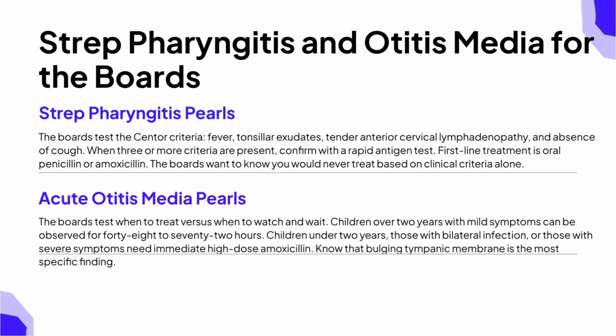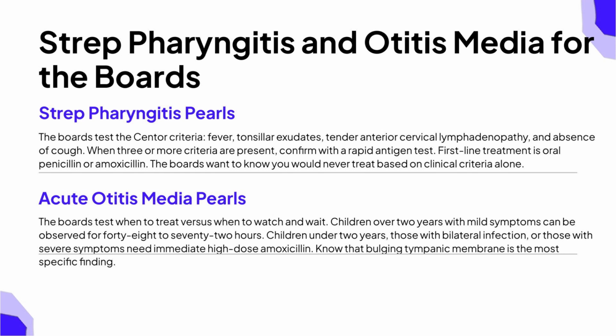Now let us cover 2 more high-yield conditions for the boards. For strep pharyngitis, the boards love to test the Centor criteria. Those are fever, tonsillar exudates, tender anterior cervical lymphadenopathy, and the absence of cough. When you see 3 or more of these criteria met in a question stem, the next step is to confirm with a rapid strep antigen detection test. First-line treatment is oral penicillin or amoxicillin. A critical board pearl is that you should never treat strep throat based on clinical criteria alone without testing first.